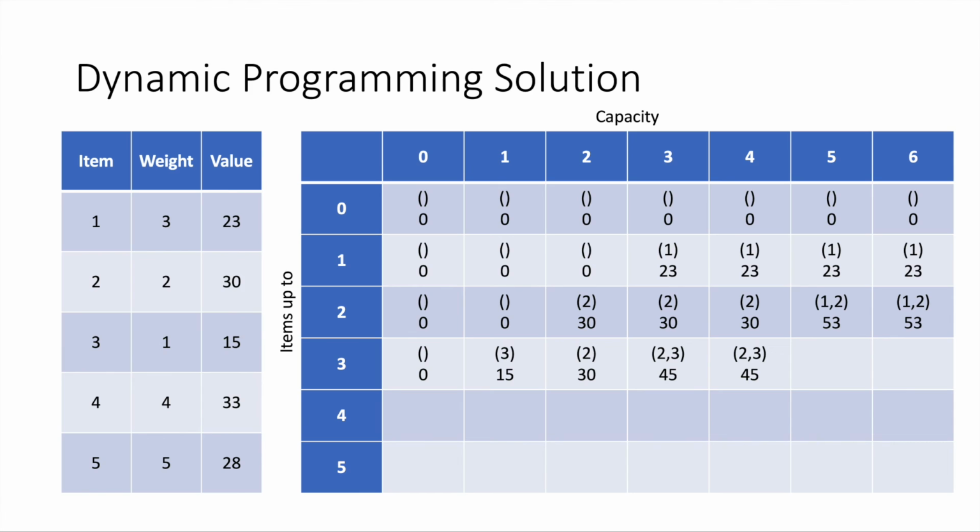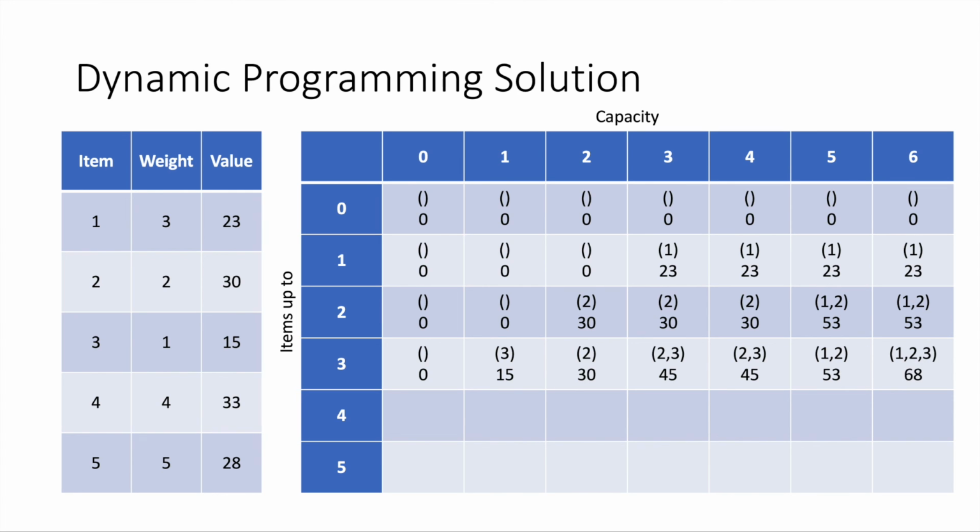For capacity 5, however, performing this comparison gets us 2, 3 with value 45 for including item 3, but this is not better than the value of 53 for the set 1, 2. So this is set as the new best solution for up to 3 items capacity 5. For capacity 6, including item 3 in the optimal solution for up to 2 items for capacity 5 is higher value than the optimal solution for up to 2 items for capacity 6. So the optimal solution is 1, 2, 3 with value 68.